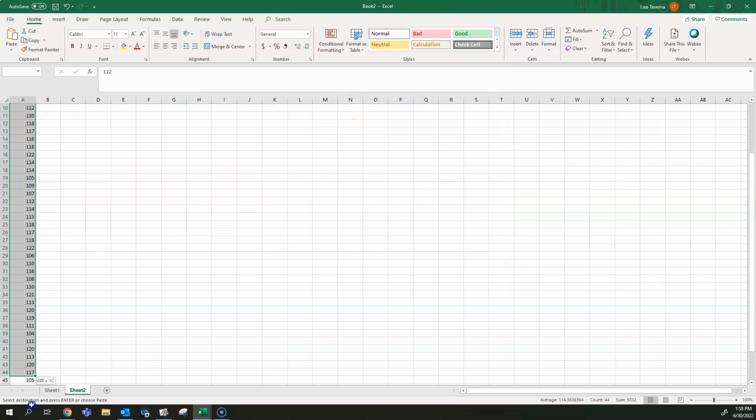Click and highlight, so click and drag all the way to the bottom of your last piece of data. Make sure you're on the Home tab in Excel and go to Sort and Filter. I like to choose smallest to largest. Notice the data is now in order from small to big. So my lowest piece of data is 100 and my highest is 134.